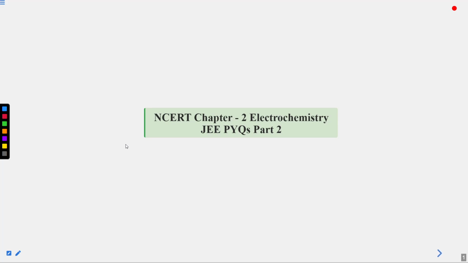So, as you all know, today we are going to cover the JEE PYQs which have come in previous examinations. So, let's start with today's topic, which is NCERT Chapter 2 Electrochemistry, JEE Part 2.